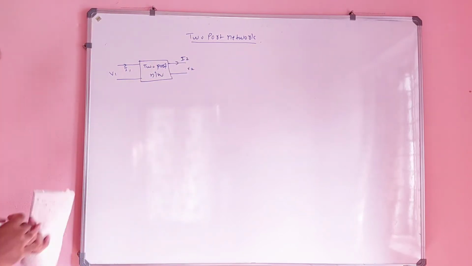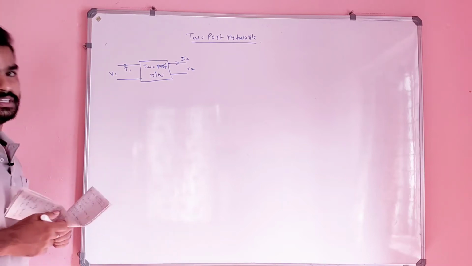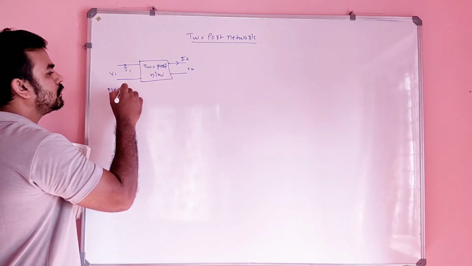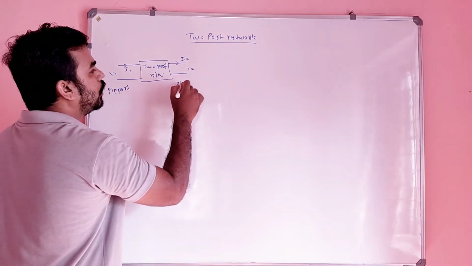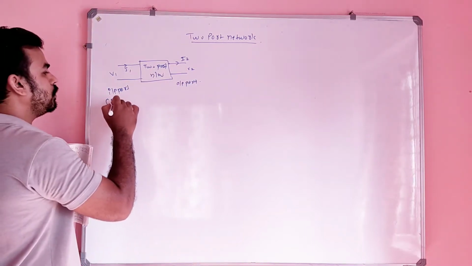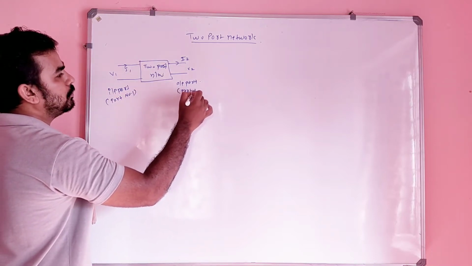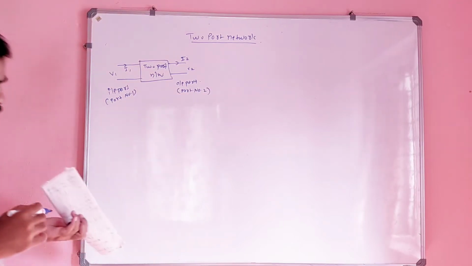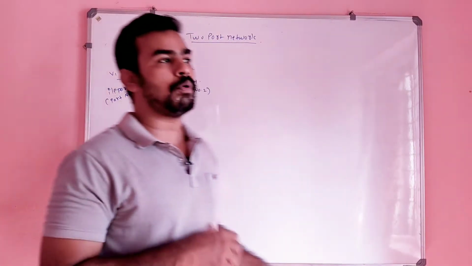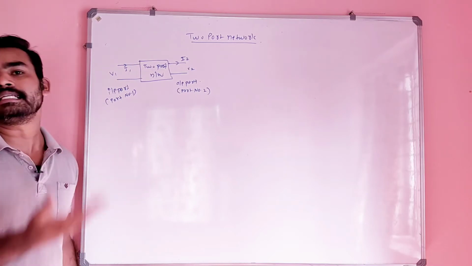So what is the meaning of a two-port network? Two-port network means it has two ports. Ports in the sense that it has one input port and one output port. The input port is called port number 1, and the output port is called port number 2. So a two-port network is a network consisting of two ports. Two ports mean two sides or two connecting points. One is the input side and the other is the output side.